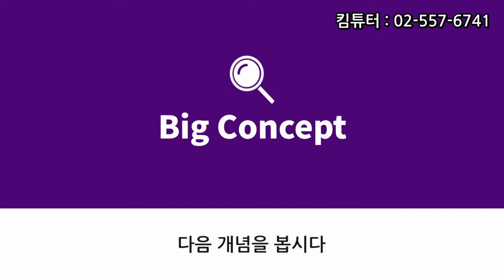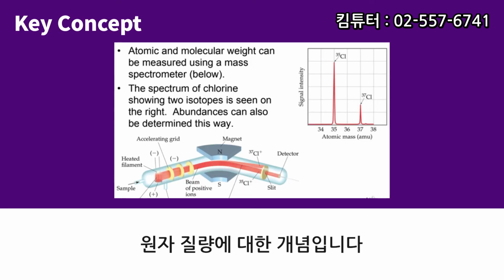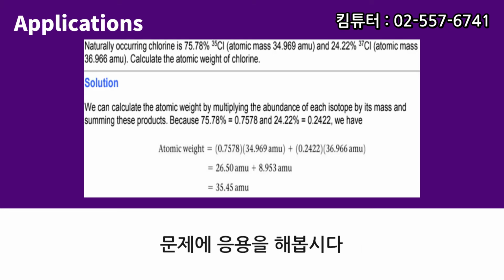Next, let's take a look at another big concept. The second key concept is about atomic and molecular weight and how it can be measured using a mass spectrometer. The spectrum of chlorine showing 2 isotopes is seen on the right-hand side, and you can also measure the abundances. Utilizing this, let's take a look at the applications.